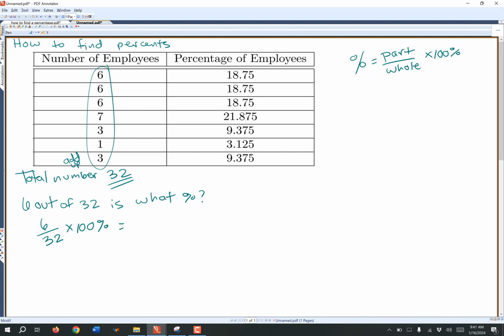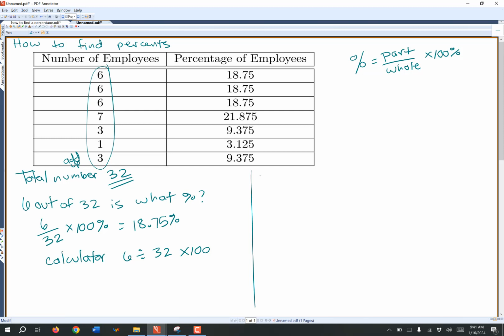Now I literally just put this into my calculator. So in my calculator, I'm just going to do 6 divided by 32 and times by 100. I don't actually put the percent sign in my calculator. If you try and hit the percent sign in your calculator, it is going to give you the wrong answer. Just do 6 divided by 32 times by 100. So the 100 is like, the percent is like a unit, like saying inches or something. Okay, and if you put that in your calculator, you should get 18.75%.